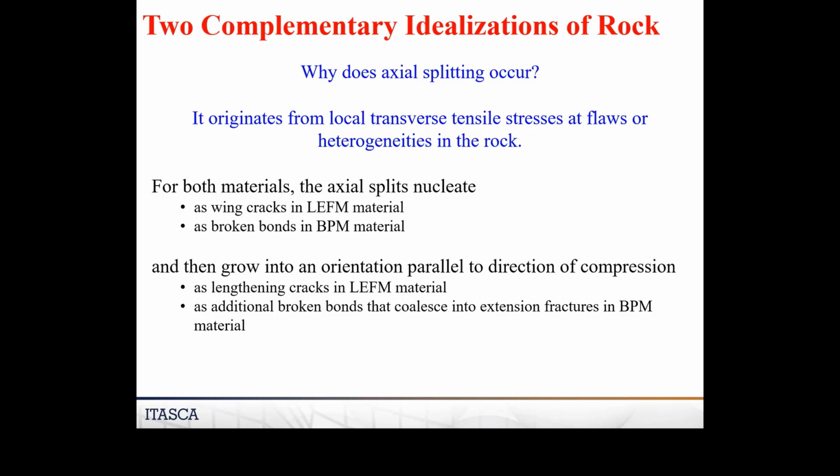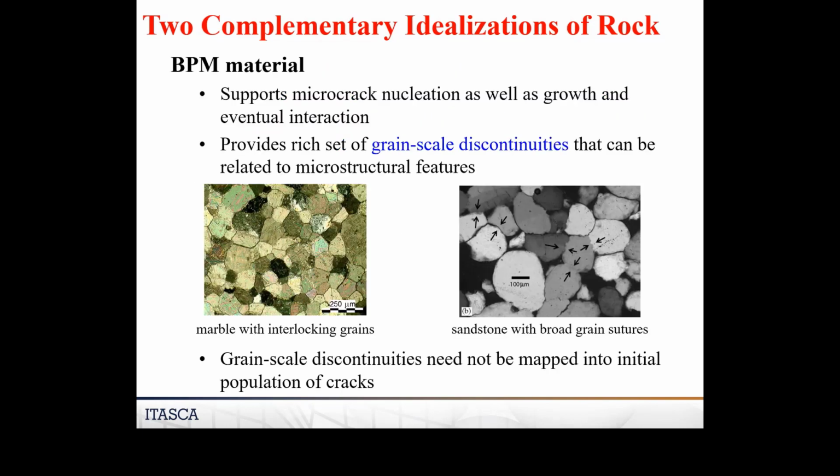In the LEFM material, there are those lengthening wing cracks. And in the bonded particle model, there are more broken bonds that can eventually coalesce into extension fractures. The bonded particle model, notice, is allowing microcrack nucleation as well as growth. And it provides a rich set of grain scale discontinuities that can be related to the microstructural features. We can build rocks with particles that are densely packed. We can build rocks that are more porously packed. We can build those things directly in as microstructural features of this type of model.